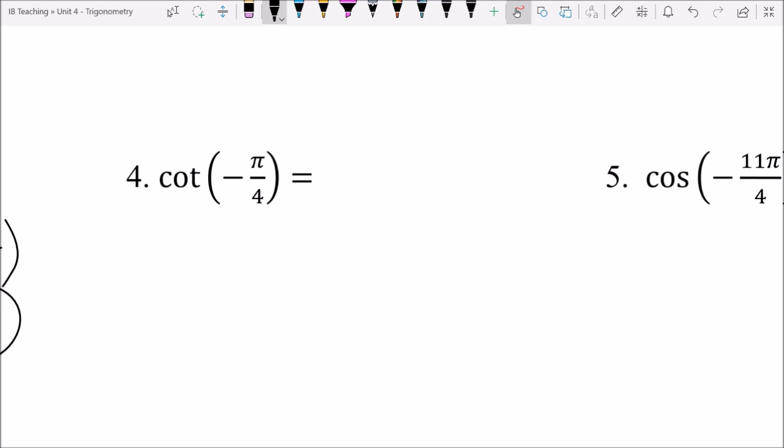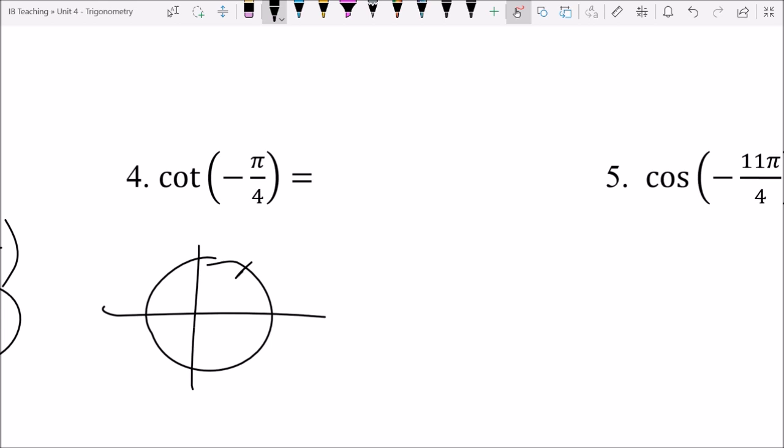You shouldn't be too freaked out by that, though, although I got quite a few of you to bite on it. I was surprised. Because we know that pi over 4 is here, but that's positive pi over 4. And some of you proceeded with the question using this location. It's negative pi over 4. It just means it goes the other direction. So negative pi over 4 is down here.